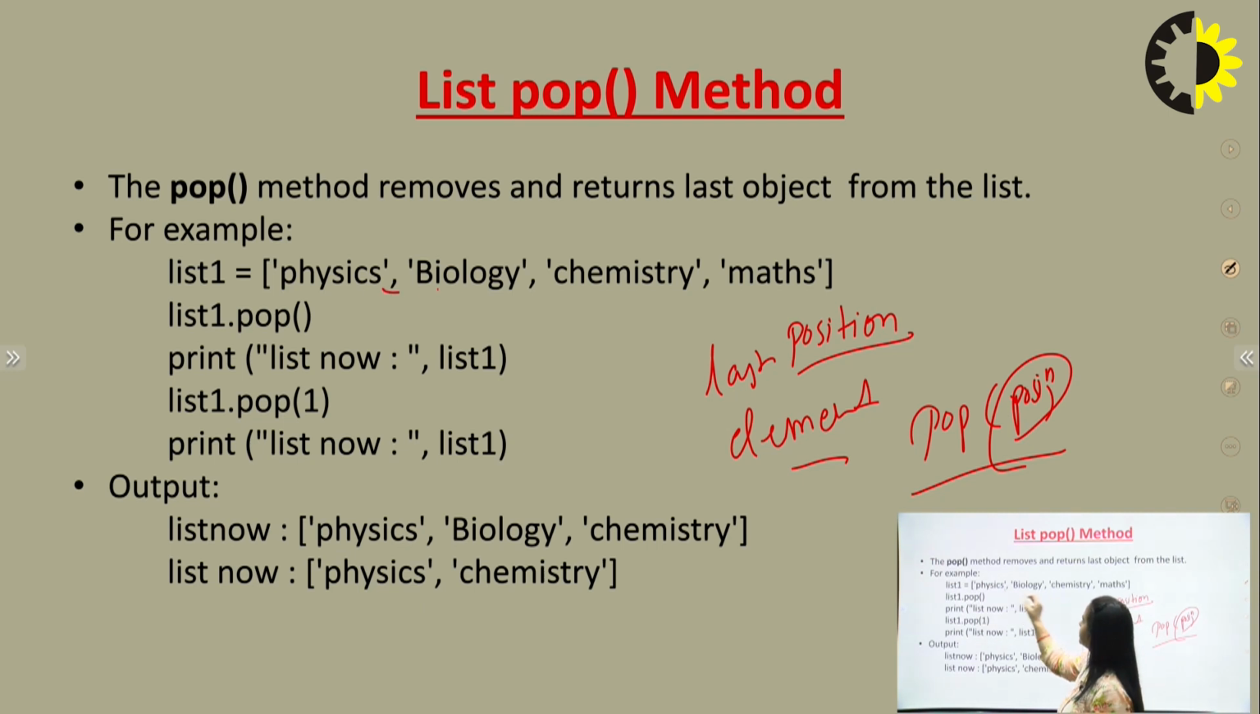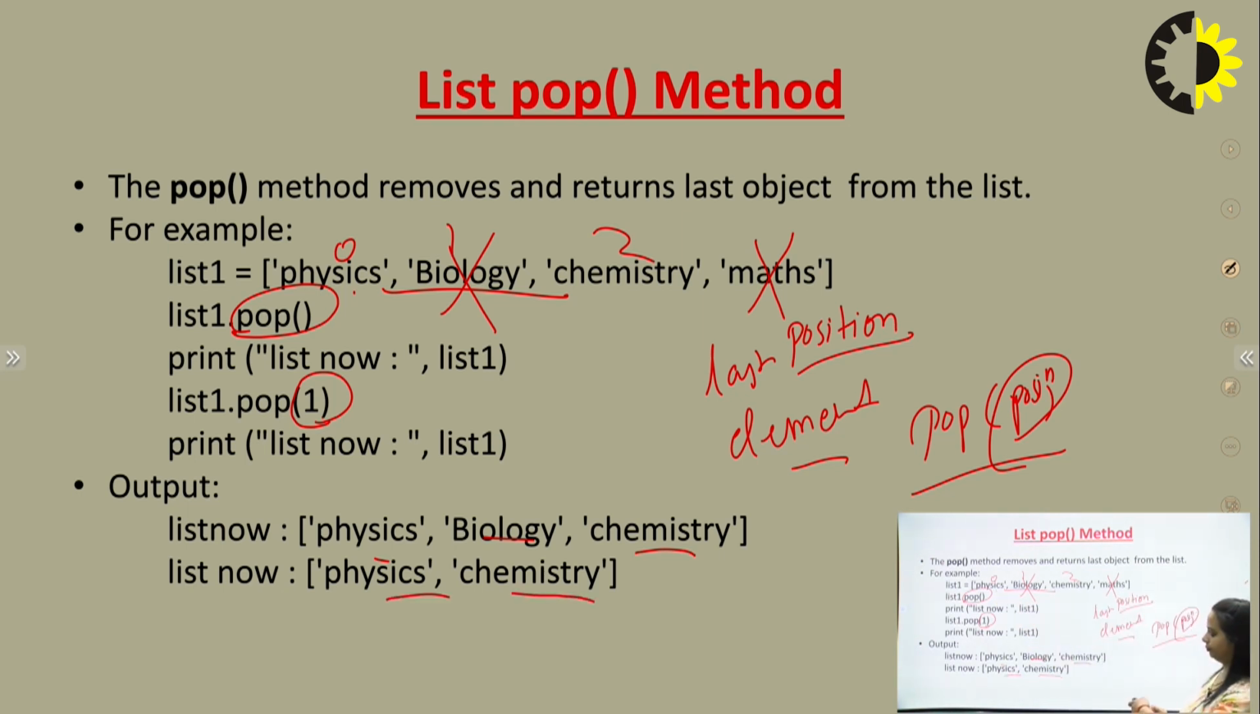So this is our existing list. If I simply apply the pop method, this will remove the last element, biochemistry. And if I give an index value 1, this will delete index 1, biology. I will get physics and chemistry.